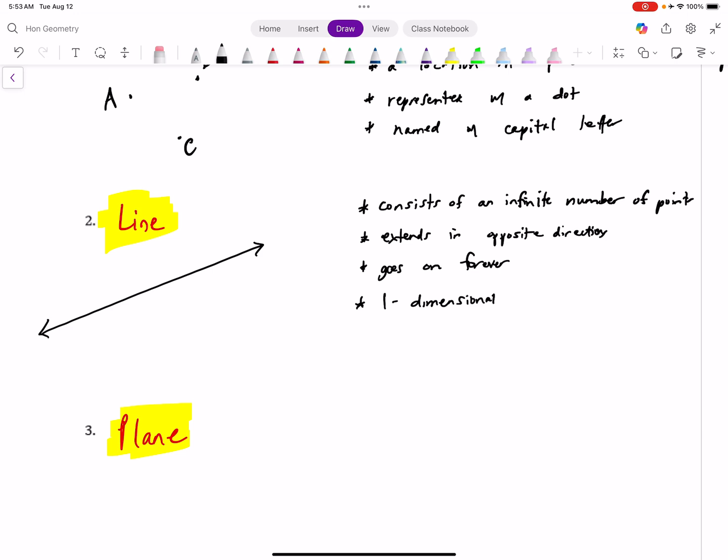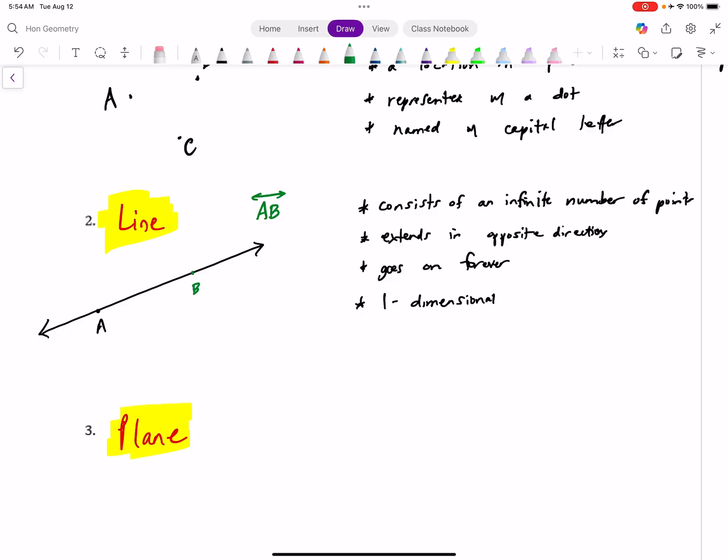All right, now naming a line. Let's say you've got this point right here, point A. You can't name that line A because here's another line that goes through point A. Which line are we talking about? There's an infinite number of lines that go through point A, and only one is drawn on the paper. So to name a line, we're going to need a second point. We could call this line AB.